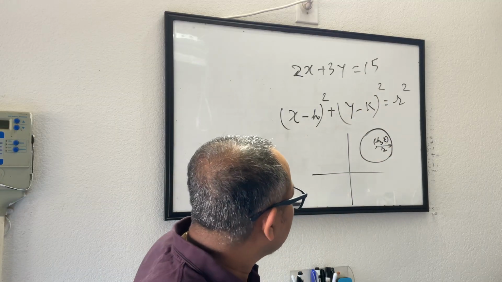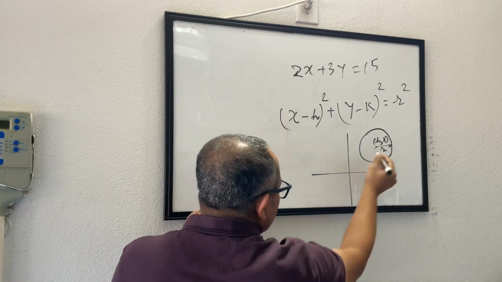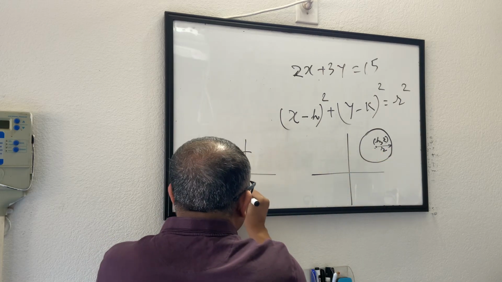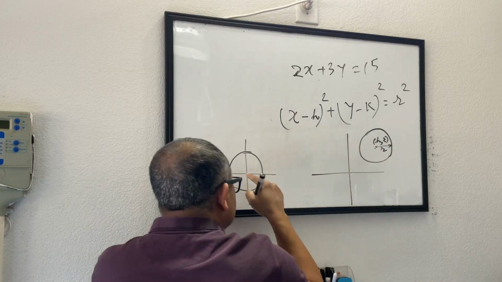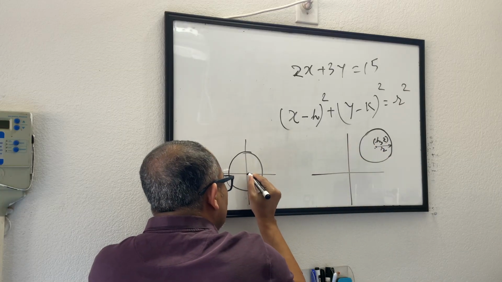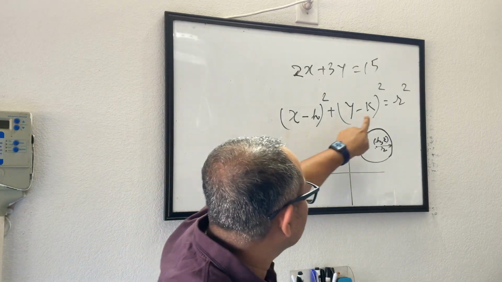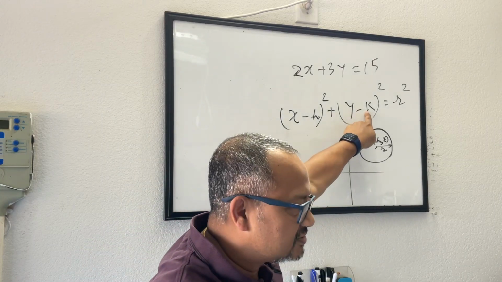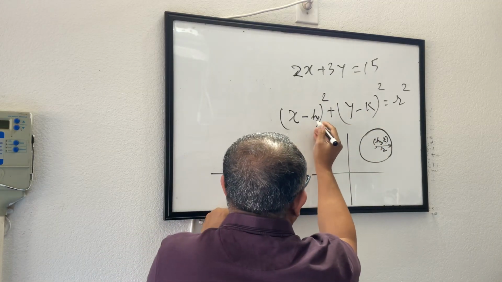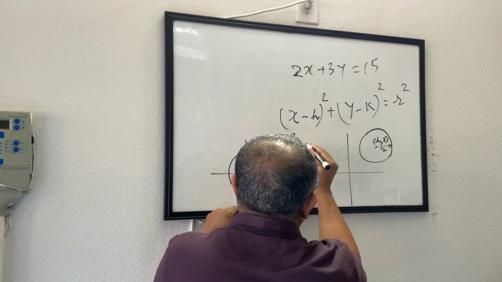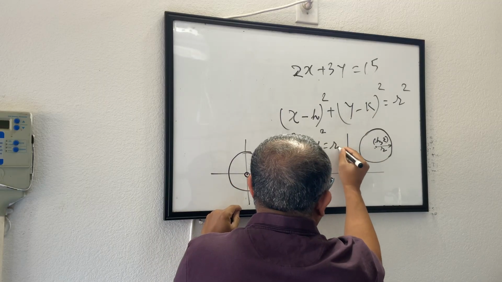Now, what will happen? Let's imagine a situation where my circle moves in a way that the center of the circle coincides with the origin of the coordinate plane. Then h and k, both values, will be 0. So this equation will become (x − 0)², that is x², plus (y − 0)², that is y², equal to r².